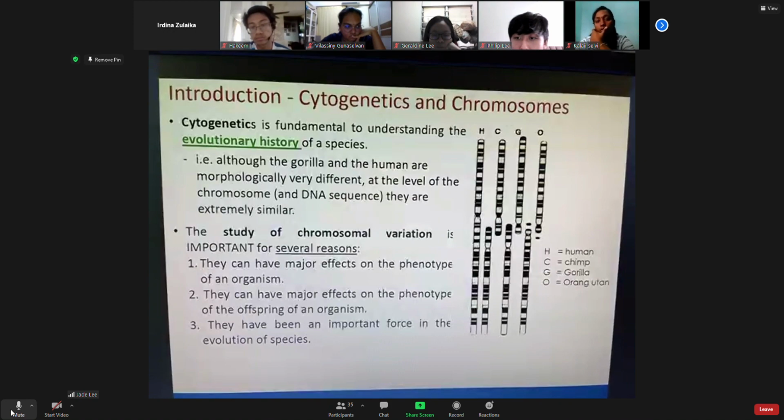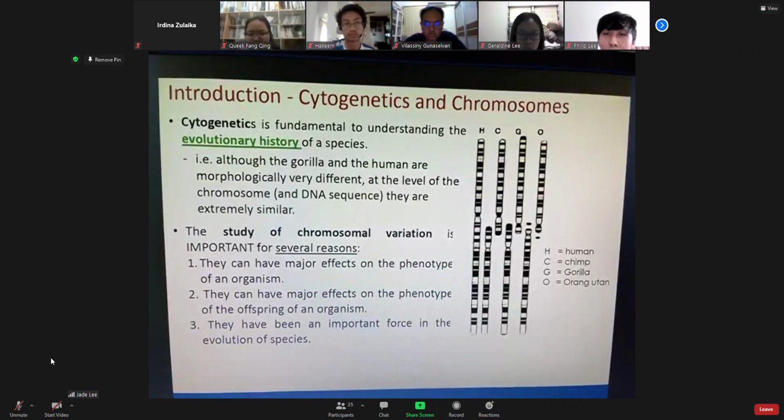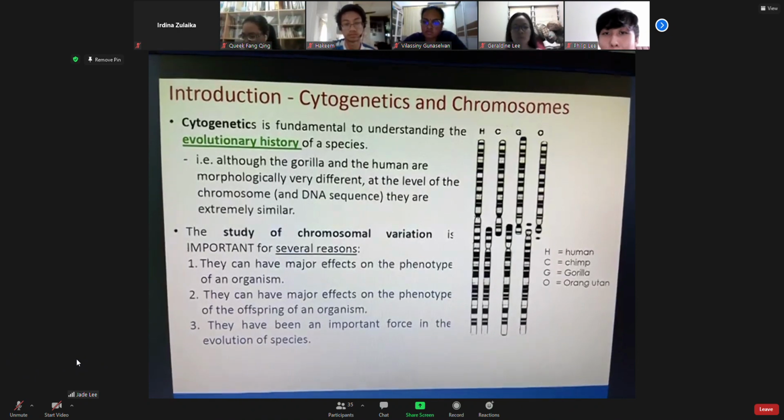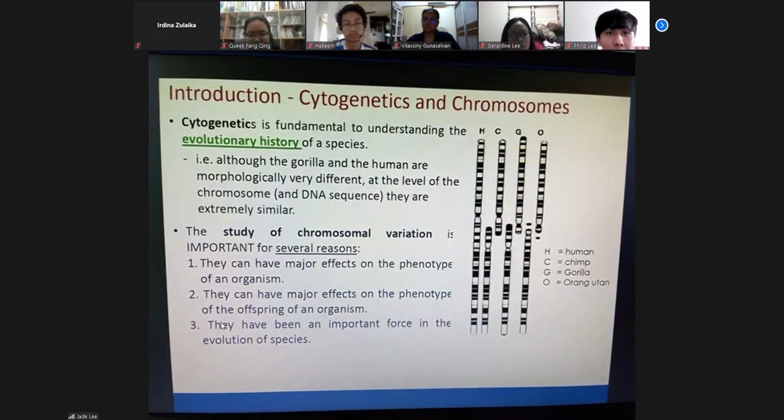Do you look like a chimpanzee or gorilla or orangutan? Well, not. But you see, the chromosome structures are very similar. So why we study chromosome variations is for a few reasons. For example, they can have a major effect on the phenotypes of an organism, like what we see here. Very similar chromosome arrangements, but very different phenotypes.